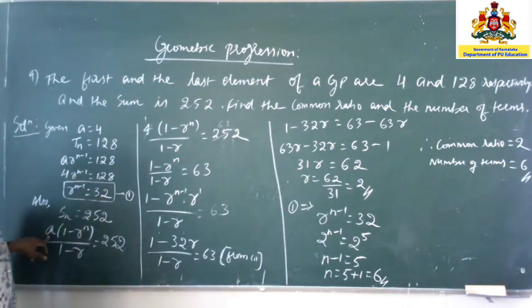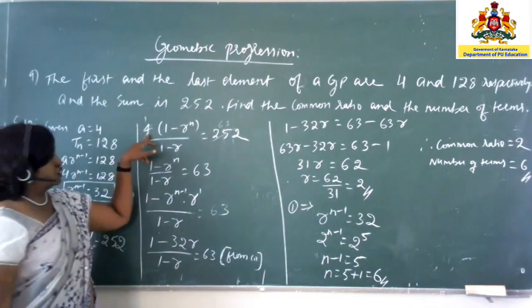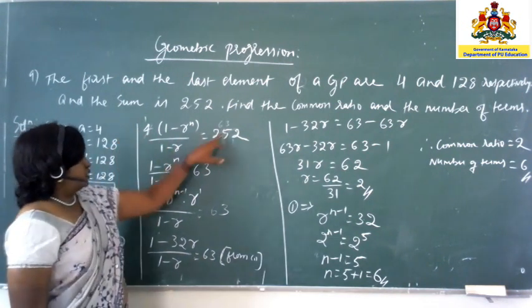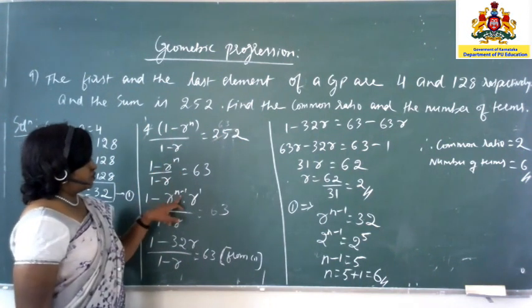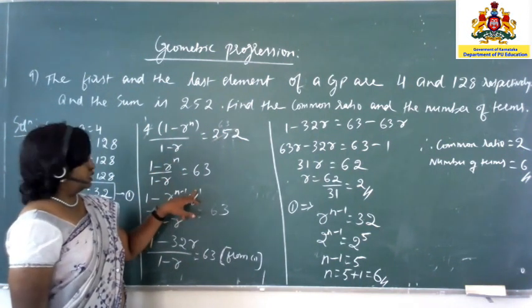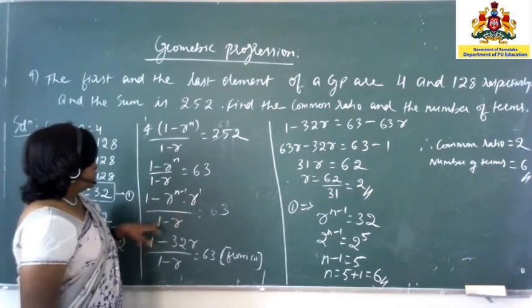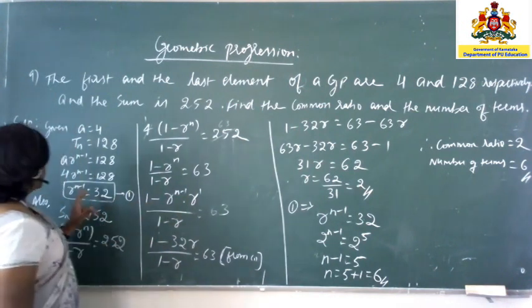So the formula is a into 1 minus r to the power of n by 1 minus r is equal to 252. Then substitute a is equal to 4. So 4 into 63 here. Then write r to the power of n as r to the power of n minus 1 into r. That doesn't change anything, okay? So r to the power of n minus 1 is 32.